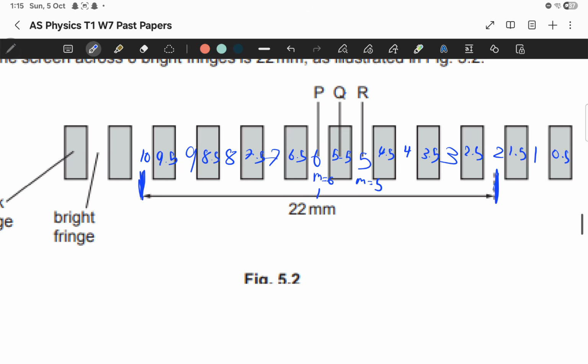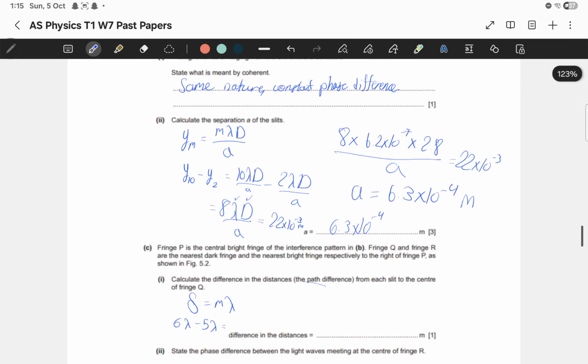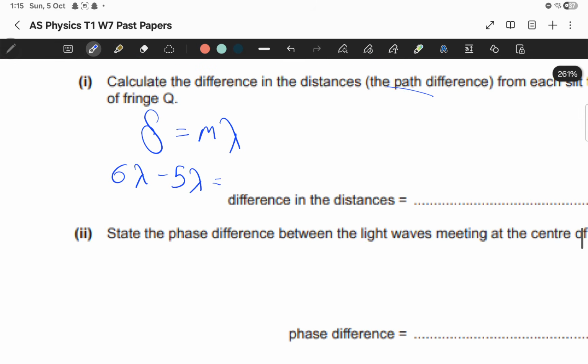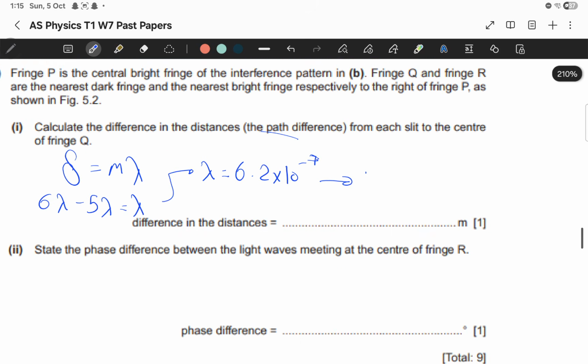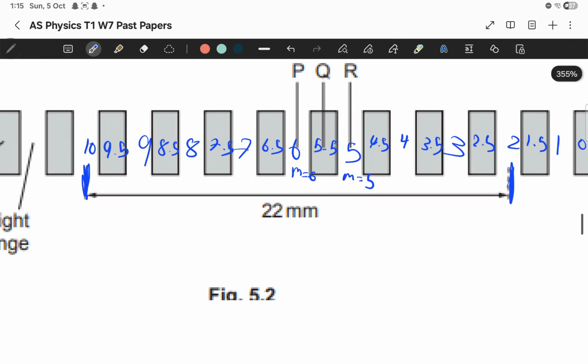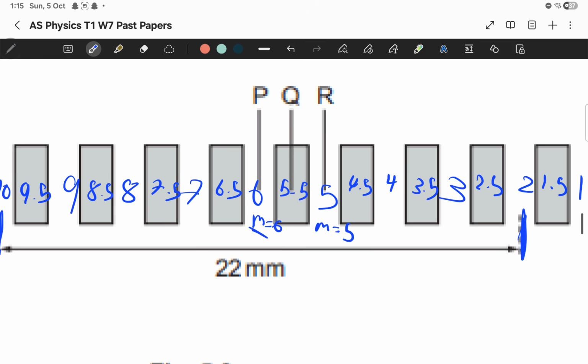So finding this, by the way, m equals 6 minus m equals 5, you know what this will give us? This will find the distance from P to R, right? But we're going to then divide that by 2 to find P to Q, and it's going to be the same difference as Q to R. So the 6 lambda minus 5 lambda is just lambda, which is equal to 6.2 times 10 to the power of negative 7. Now, this is the distance from P to R, as I said. Because look, we're finding the path difference. We found m equals 6 and m equals 5, so we found the path difference between P and R.